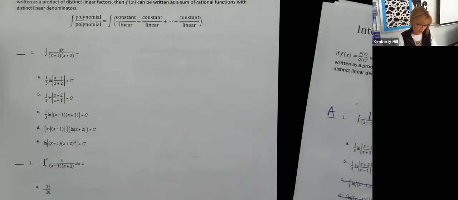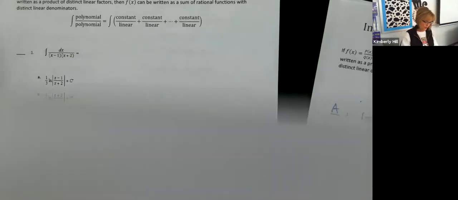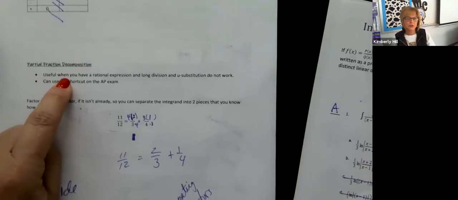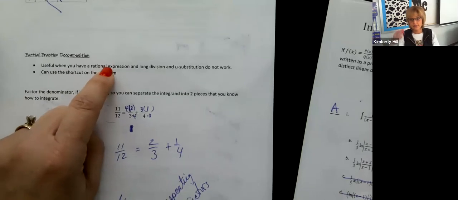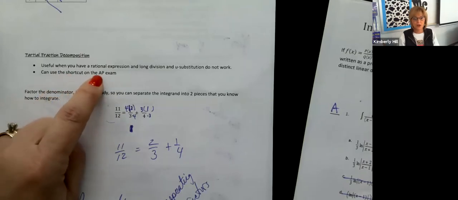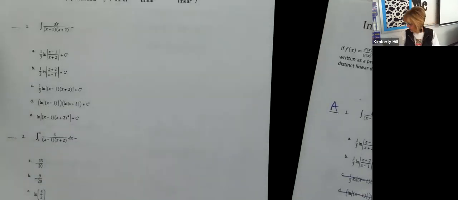When we are integrating using partial fractions, this is useful when you have a rational expression, you tried long division or it doesn't qualify for long division, and u-substitution does not work. In the past, and I'm assuming it's going to continue to be this way, you can use the shortcut on the AP exam. So I want us to look at your notes page.